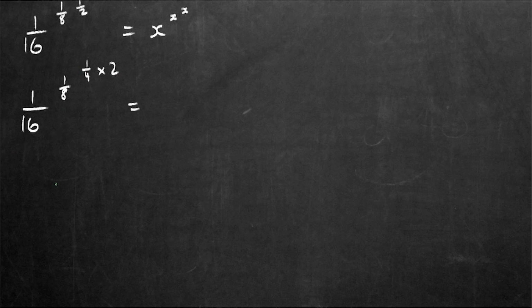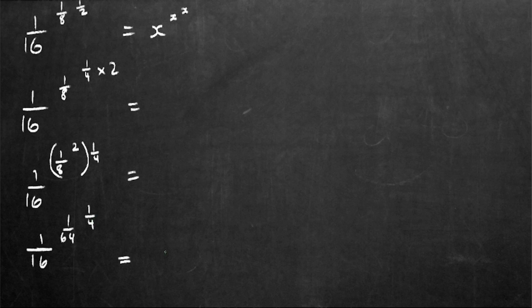We can break this up into 1/16 over 1/8 to the power of 2, then raise that to the power of a quarter. 1/8 to the power of 2 is 1/64, so we've got 1/16, 1/64 to the power of 1/4. So now you can see we've got a small number multiplied by a really tiny slice, 1/64, and then to the power of a bigger thing, 1/4. So this is our indication that we've gone too far.